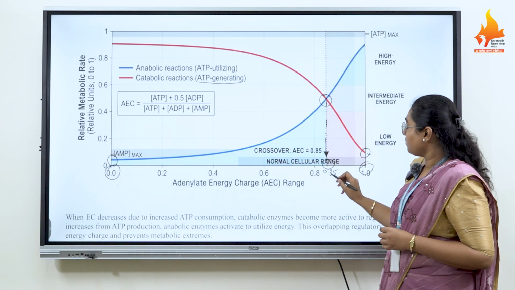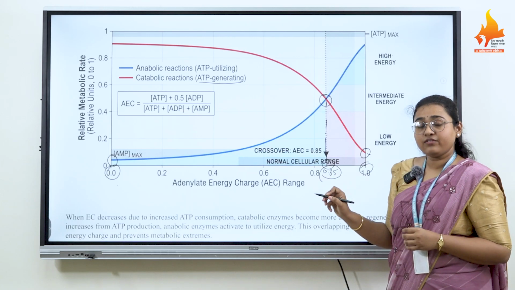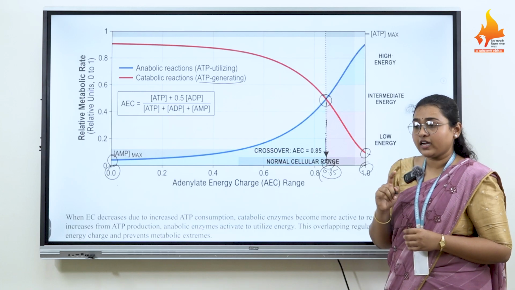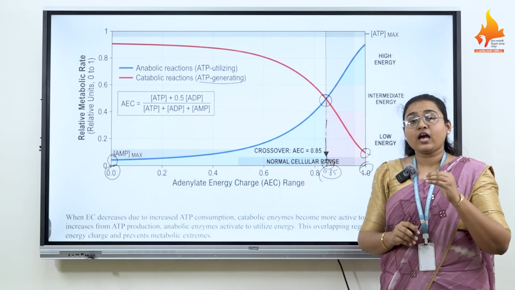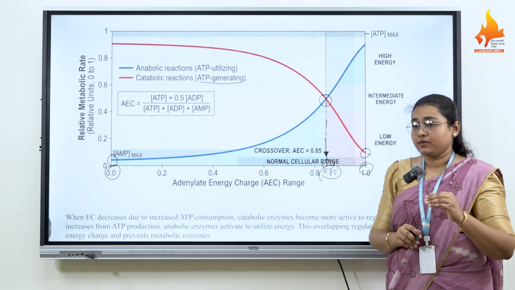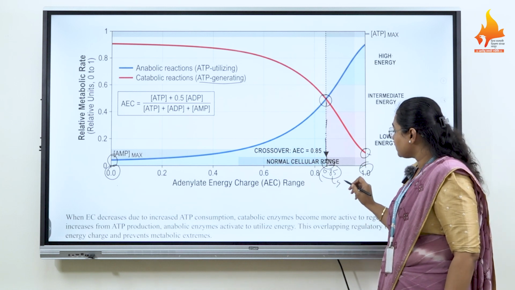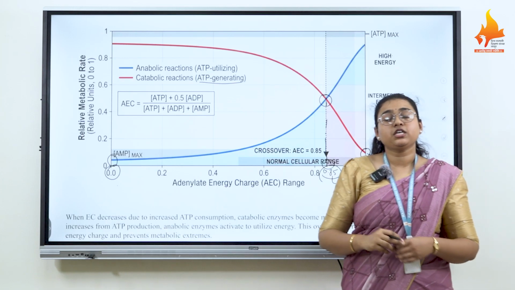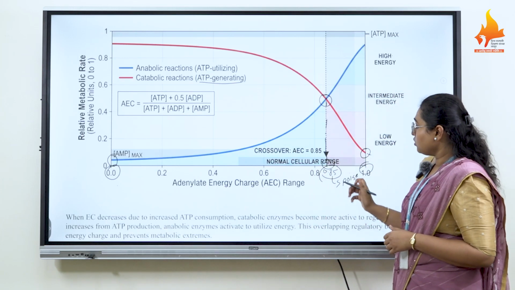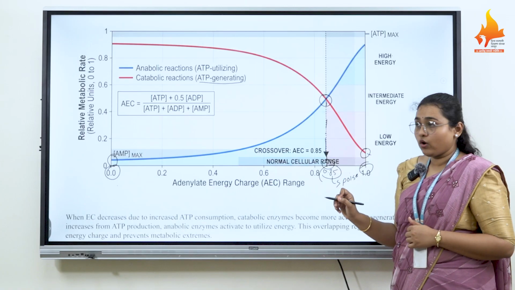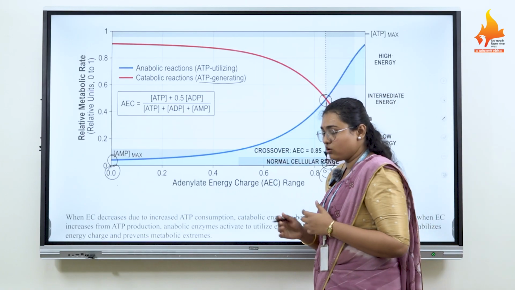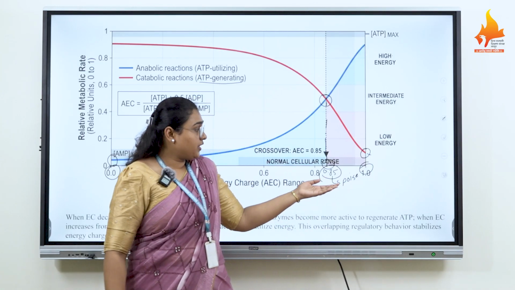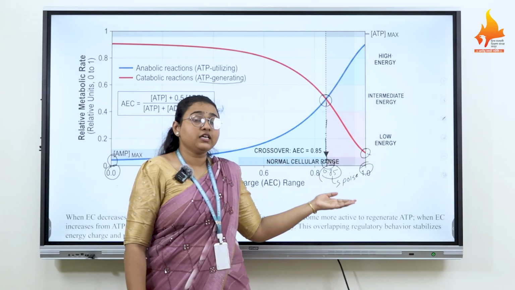So at the point of 0.85 EC value, the cell conducts the same rate of anabolic reactions and catabolic reactions, and the cell has attained the energy equilibrium, and this is also known as the poise, the point at which equilibrium is attained. So with consideration of this poise and how the cell can have different amounts of energy, the 0.85 value represents the equilibrium.